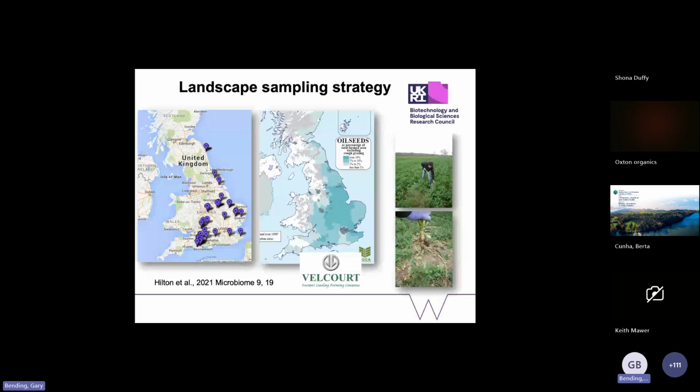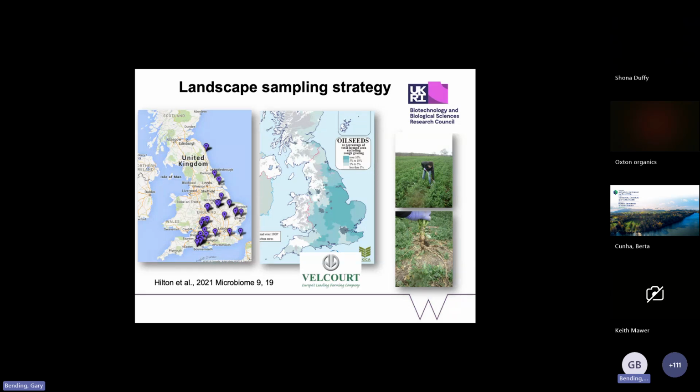So the way that we did this, and I should say that we published this work a number of years ago now, is we went to collect samples of oilseed rape from commercial fields in the Velcourt network. Velcourt were a collaborator in this work. On the left, you can see the locations at which we collected samples. We had about 37 different fields, and you can see by comparison to the right-hand figure, we were really taking these from the major oilseed rape grow regions in England.